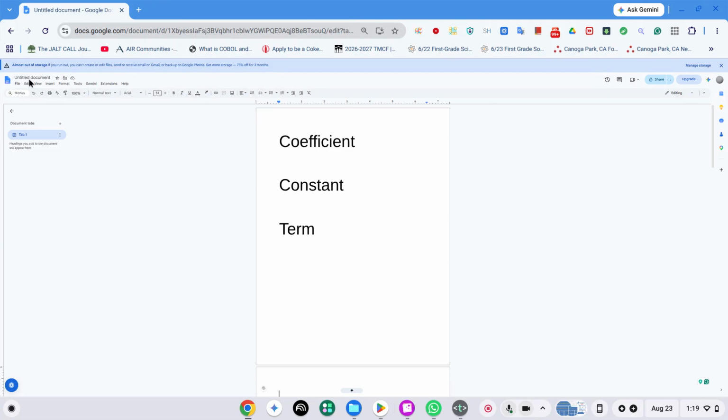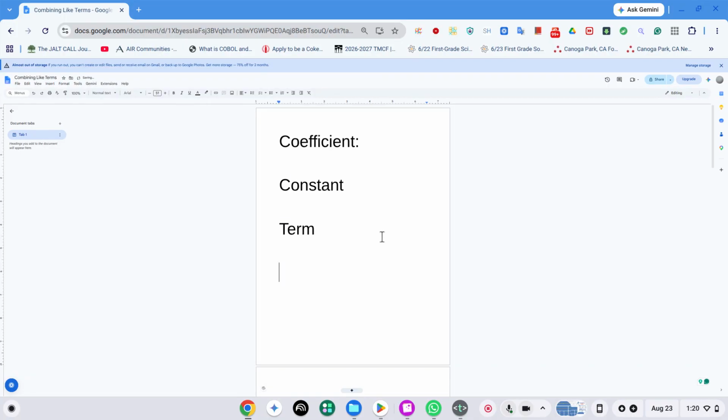So today we're going to learn about combining like terms. I figured this would be a fun topic to go over, review, find some help on. So here is how we combine like terms. Now, there are three words we're going to pay attention to: coefficient, constant, and term.